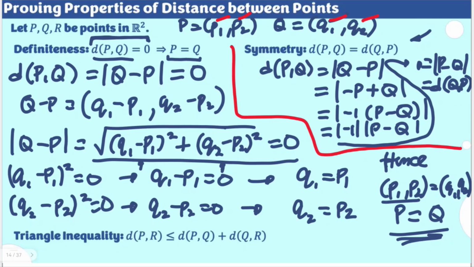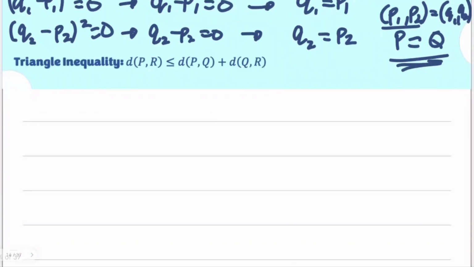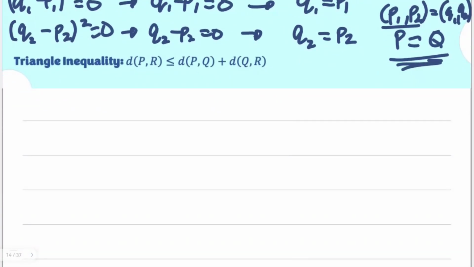Take note, we are using here the property of absolute value, which will also be used for proving a third one. This is very common. This is called the triangle inequality, which tells us that if we have the distance between P and R, if Q is between them, the distance between P and Q plus the distance between Q and R is greater than or equal to the distance between P and R. This is the triangle inequality. Let's try to show the proof of this here.